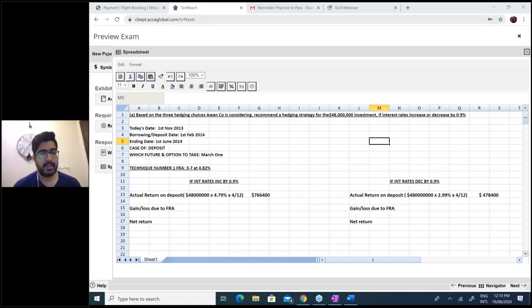Now the big thing, gain loss due to FRA. Now pay attention to this. How do you find gain loss due to FRA? Look at the formula of gain loss due to FRA.